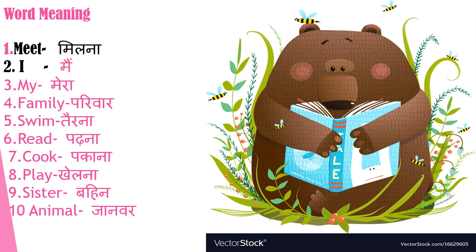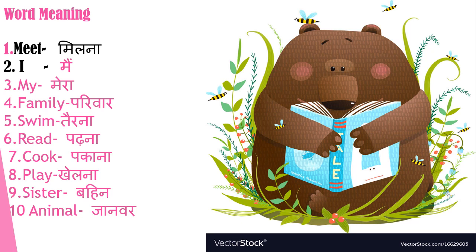Let's repeat the meaning of these words again. Number 1 is meet. Meet means मिलना. Number 2 is I. I means मैं. Number 3 is my. My means मेरा. Number 4 is family. Family means परिवार. 5th one is swim. Swim means तैरना.